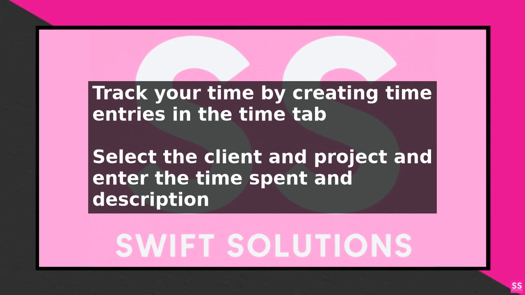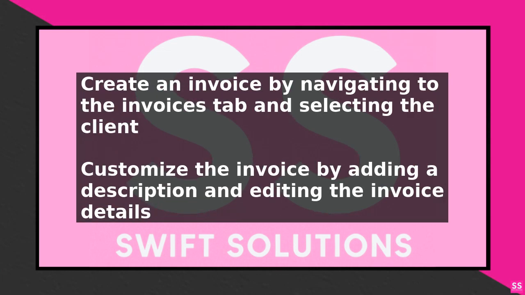Now that you have tracked your time, you can create an invoice. To create an invoice, navigate to the Invoices tab and click on New Invoice. Select the client and the time period you want to invoice for. Bill for Time will automatically populate the invoice with the time entries and expenses for the selected period.